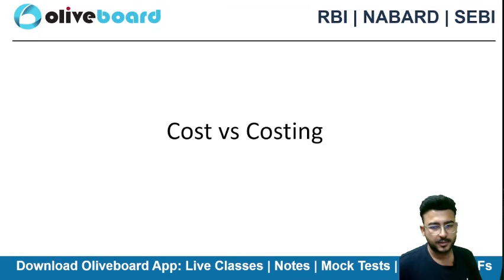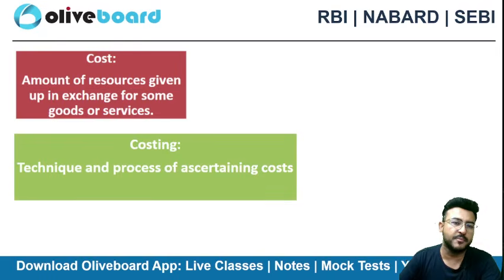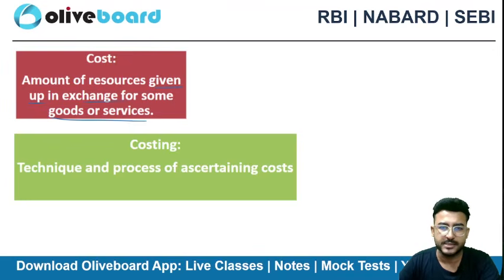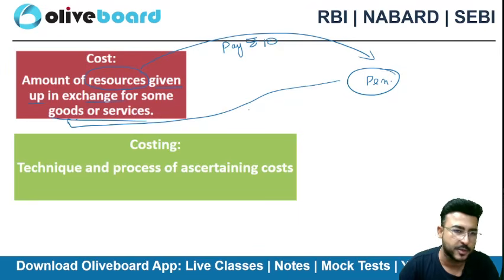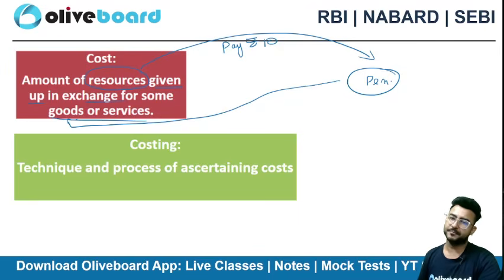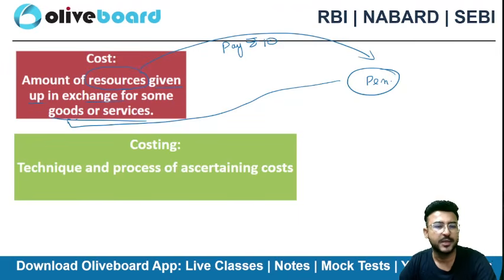Very good, amazing. So guys, cost is nothing but the amount of resource that you are giving up in exchange for some goods and service. Say, for example, I want to buy this pen. This pen is a kind of goods for me, and in exchange, I have to give up some resource. So let's suppose I am paying 10 rupees for this particular pen. So the cost of this pen becomes 10 rupees, the resource that I have to exchange in order to buy some goods or service.